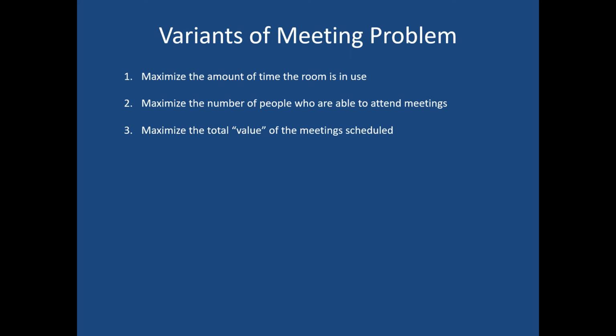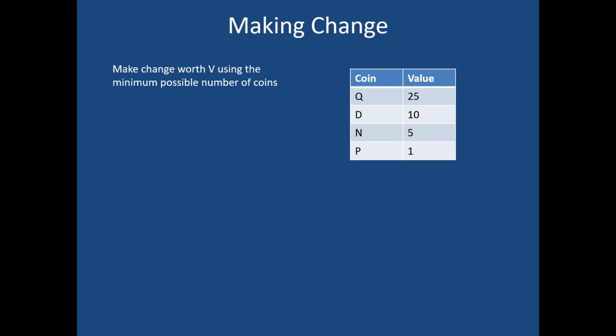Okay, I've already sort of mentioned we won't consider this in any detail, but these are other variants that are optimization problems. Maximize the amount of time the room is in use, maximize the number of people, maybe meetings have different values, more important people get priority. So you can imagine all kinds of variants.